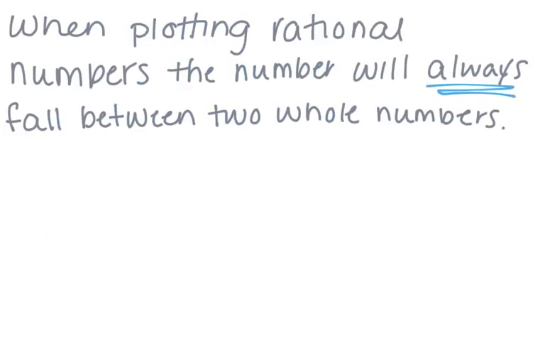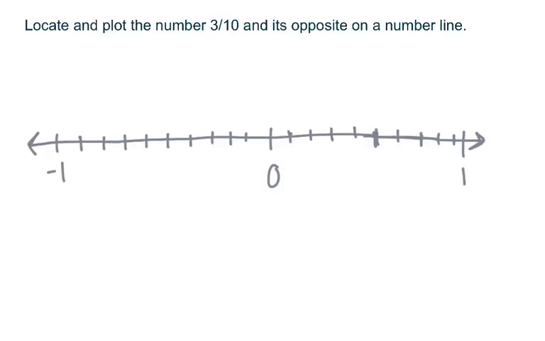When plotting rational numbers on a number line, the numbers will always fall between two whole numbers. Now let's look at an example. We are going to locate and plot the number 3/10 and its opposite on a number line. As you can see, our number line goes from -1 to 1 with 0 in the middle. So we know that 3/10 is going to be somewhere between 0 and 1.